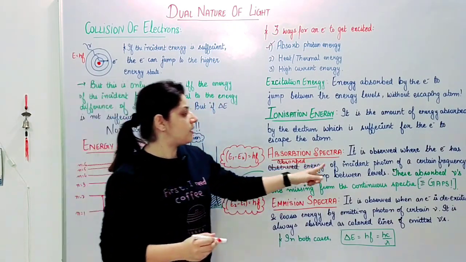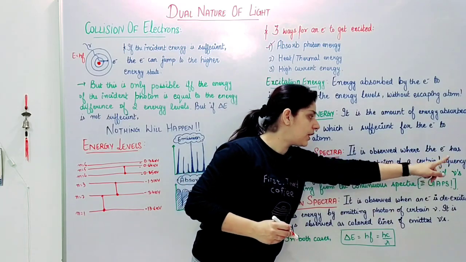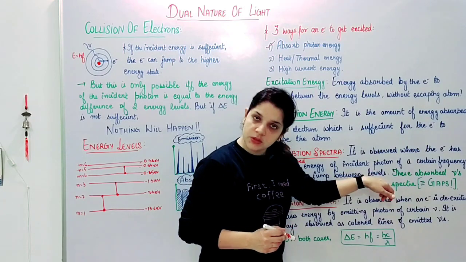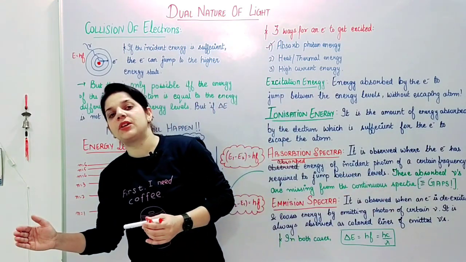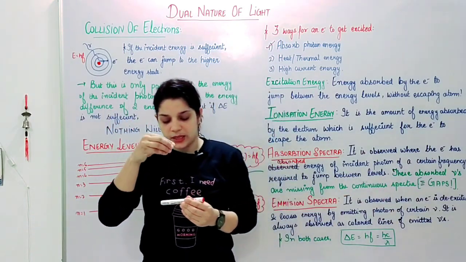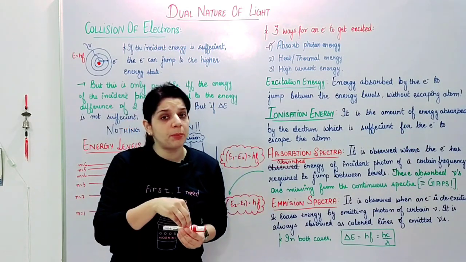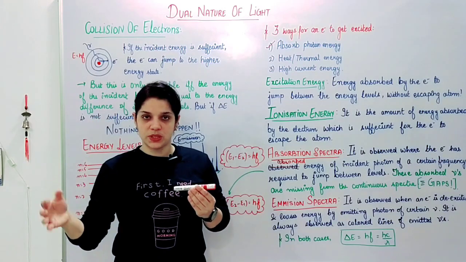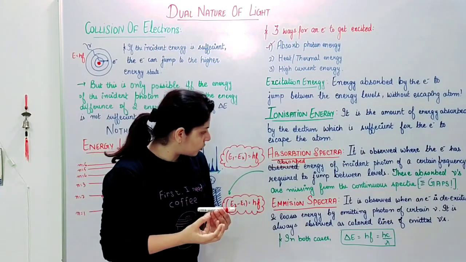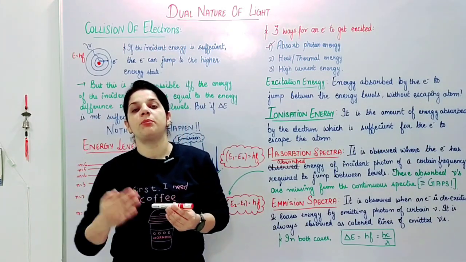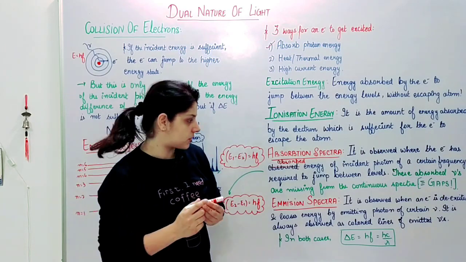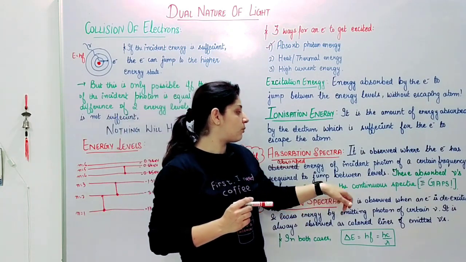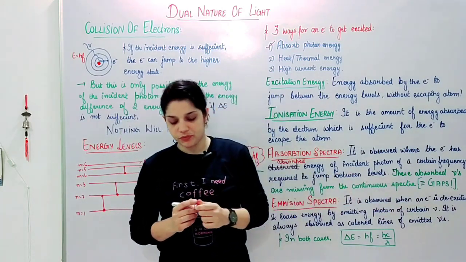So I say absorption spectra is observed where the electron has absorbed the energy of the incident photon of a certain frequency required to jump between the levels, right? I have a range of frequency present here. Electron which is present in the sample material will absorb certain frequencies of photon, and it will jump in between its energy levels. These absorbed frequencies are missing from the continuous spectra.